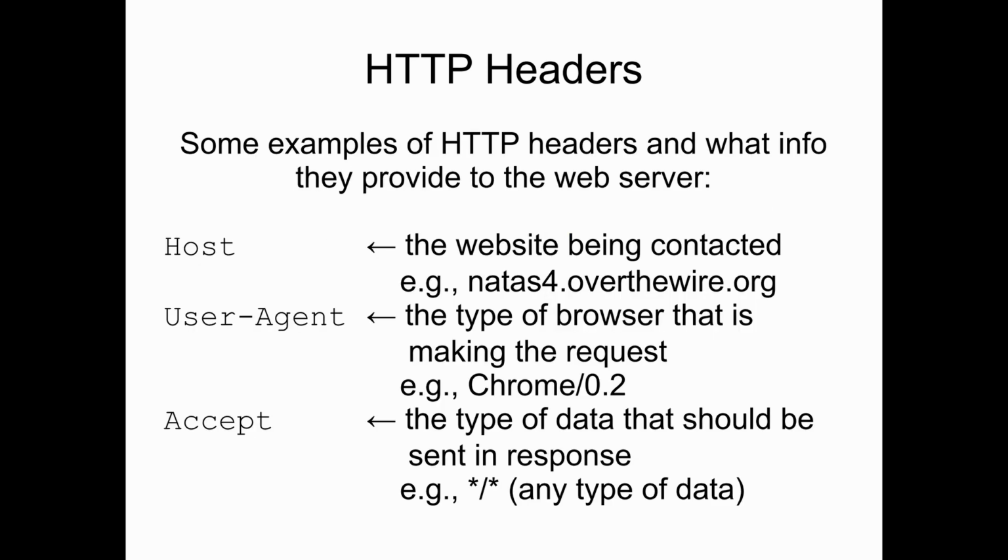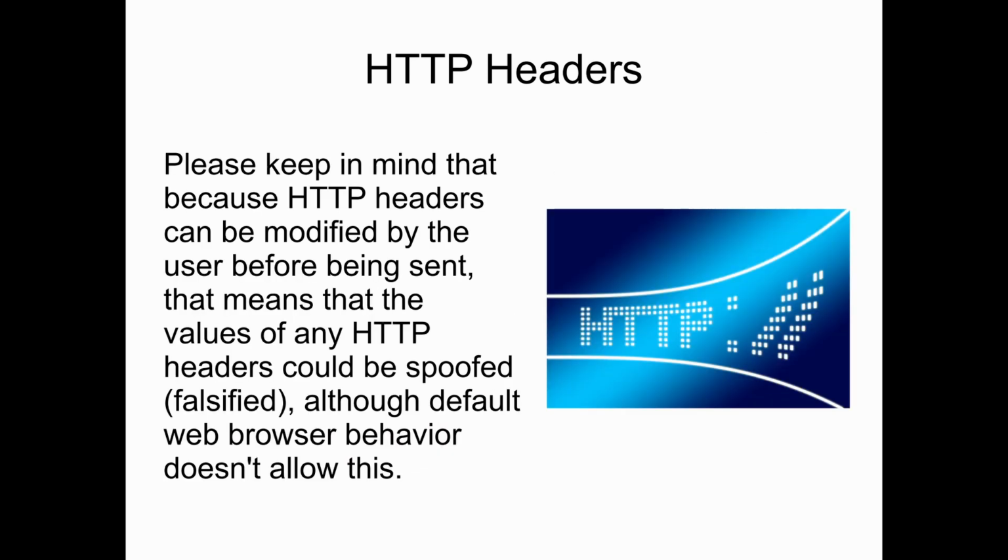Here are some examples of HTTP headers and what info they provide to the web server. The host header supplies the website that is to be contacted. The user agent header specifies the type of web browser or other software that is making the request. The accept header specifies which type of data should be sent in response to the request. Please keep in mind that because HTTP headers can be modified by the user before being sent, any values of HTTP headers could be spoofed, although default web browser behavior doesn't allow this.